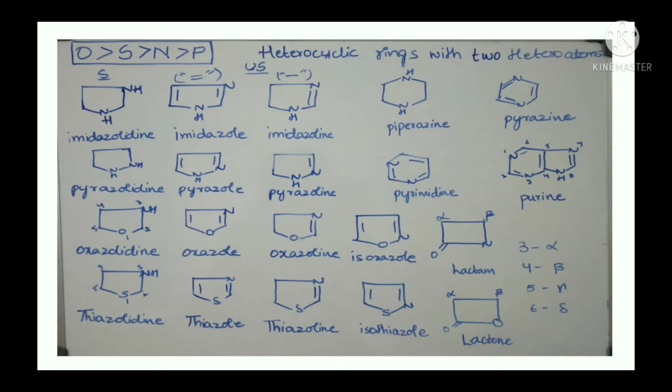In the next slide you can see there are 2 atoms in a ring. Here I have given the numbering. First preference should be given to oxygen, then sulfur, then nitrogen and then phosphorus. So if there are 2 atoms in a ring, oxygen and sulfur, then we have to start numbering from oxygen. If there is sulfur and nitrogen, we have to start from sulfur. Okay, like that.